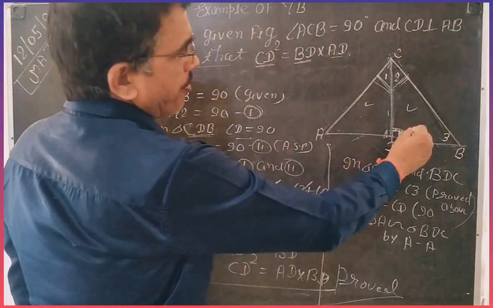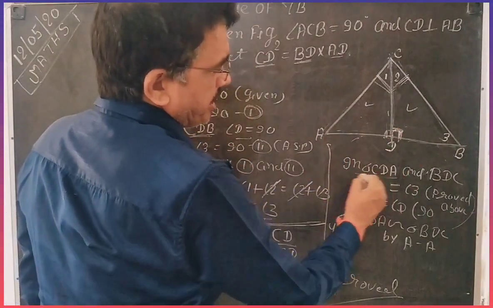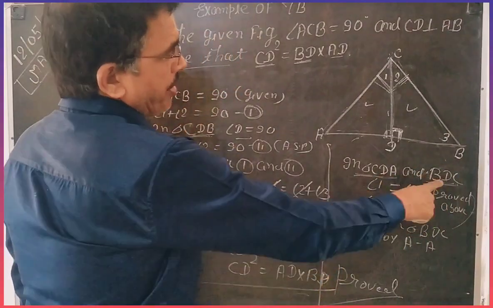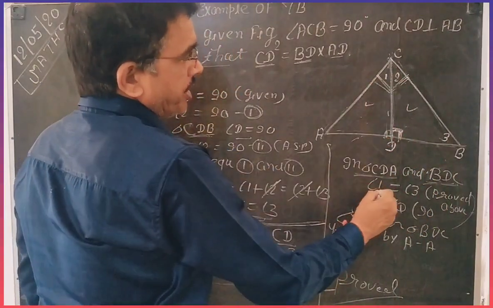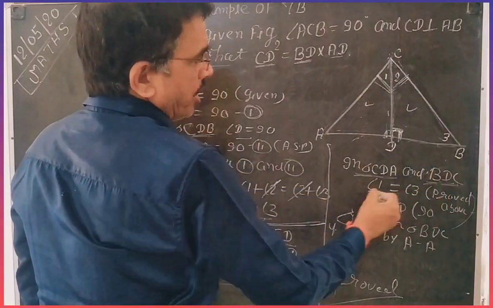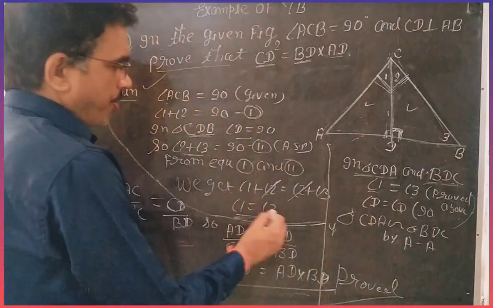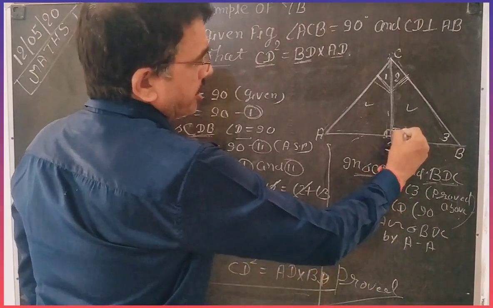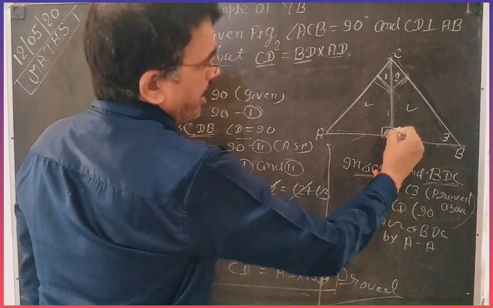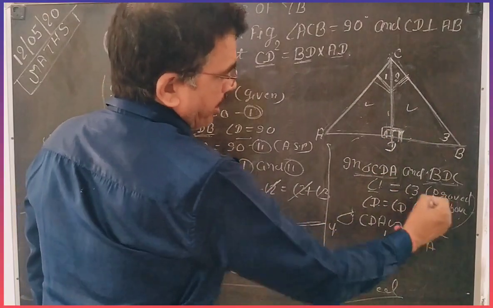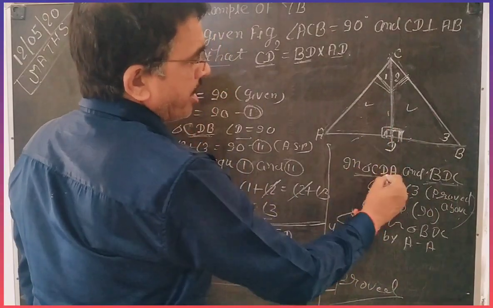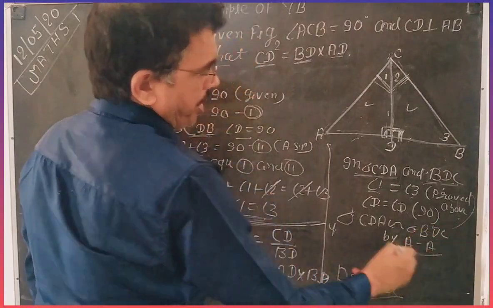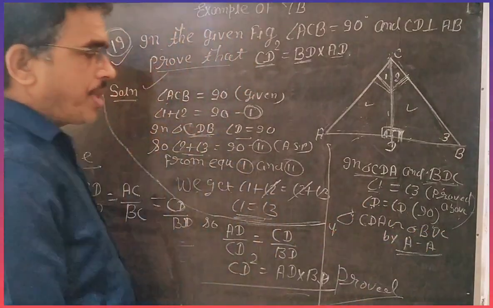Now find the relation between these two triangles. One triangle name is CDA, another name is BDC. What is the relation between them? Here is angle 1 in this triangle, then the other is 3. 1 is equal to 3, proved above. Next, angle D is equal to angle D. D is in this triangle and D is in the other triangle. Both are 90. So triangle CDA is similar to triangle BDC by the AA property, taking two angles.